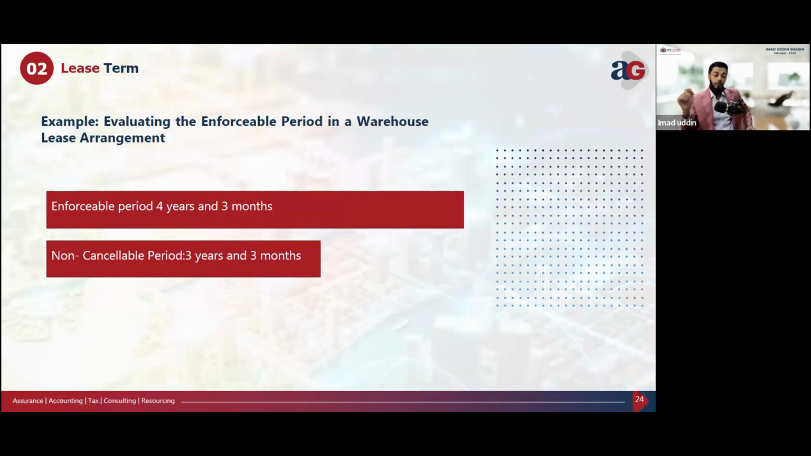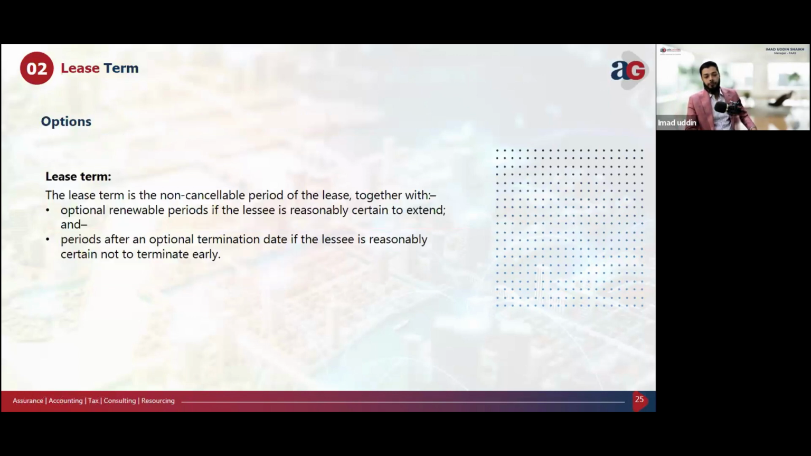Now, when we talk about extension options or cancellation options, if the lessee is not reasonably certain to cancel the lease here, then the lease term might be longer than the non-cancelable period. But the lease term can never be longer than the enforceable period. Okay, now let's talk about options. Within the contract, there can be options.